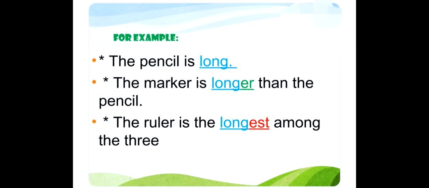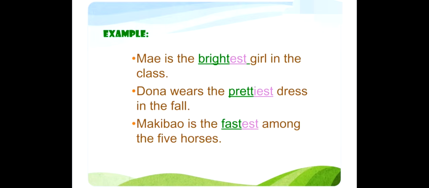Examples: the pencil is long, this is the positive degree. If we say the marker is longer than the pencil, this is the comparative degree. If we say the ruler is the longest among the three, the superlative degree is used, because we are discussing three things and we pick one thing from it, the ruler. More examples: May is the brightest girl in the class, so we take May from the whole class and call her the brightest girl. Donna wears the prettiest dress in the fall. Mickey Mouse is the fastest among the five horses. These are superlative degree examples.